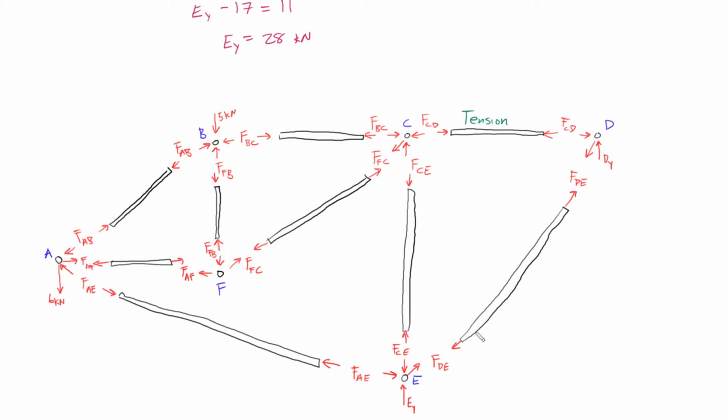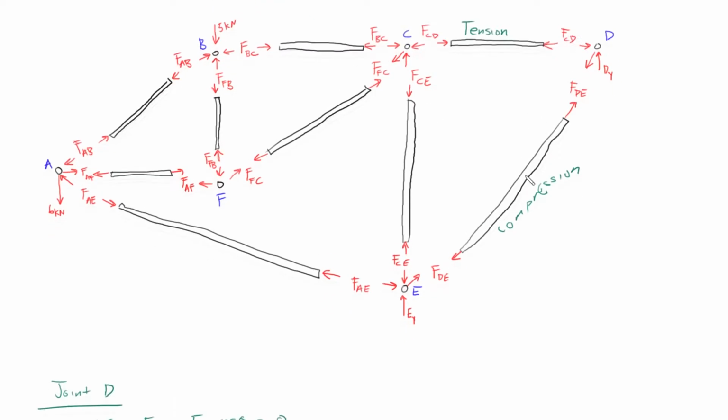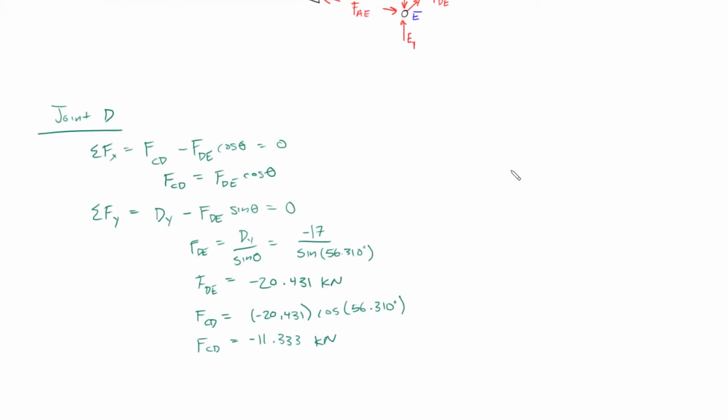And this bar would also be flipped because we get a negative value for the force, so that means this is actually in compression. Sorry for my sloppy handwriting. So now that we have that, we can continue with the problem.